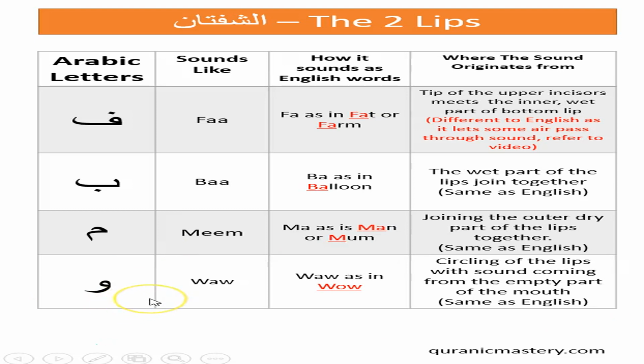And the waw, again, when it is mutaharrik, meaning it has a fatha, dhamma, kasra, therefore it's easy to pronounce. It's a wa, wu, wi, wa, wu, wi. Okay, so circle the lips and ensure that the sound is coming from the lips.